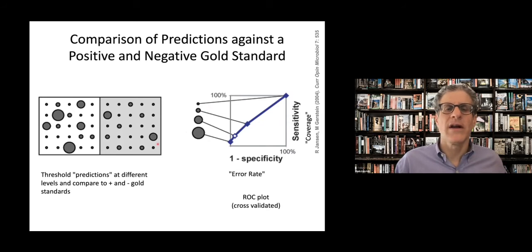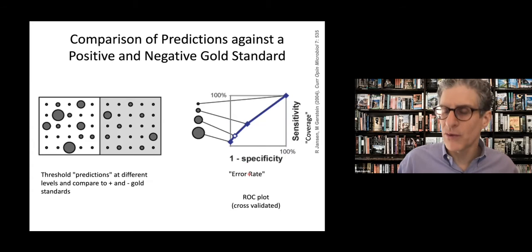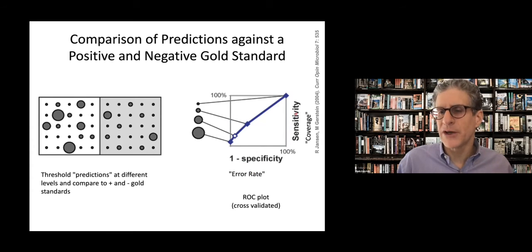So let's look here. Here's an ROC curve, and you've got 1 minus specificity, which remember is the error rate, and then you have some measure of sensitivity. And you have a bunch of things you're looking at here. The size of the circle represents the strength of your prediction, and then there are two groups, the lighter group here and then the darker group.